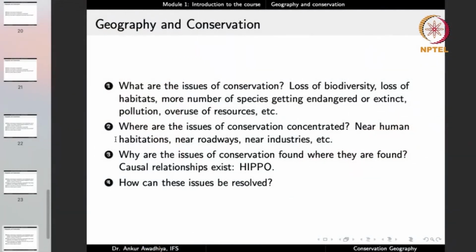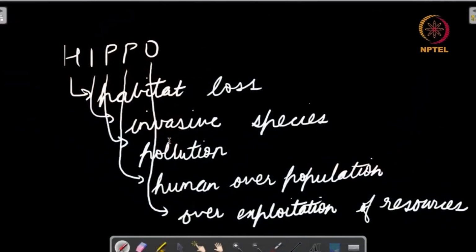So when we ask the question, why are the conservation issues located near human habitations? Now they are located near human habitations because the human habitations in most cases lead to a loss of the habitats. Because the humans have cut the forests, they have destroyed the grasslands to make way for themselves. So when you look at a city or a town or a village, when the city or town or village did not exist, we would probably have had a forest in the area or a grassland in the area. Now the human habitation is closely correlated with the loss of habitats.